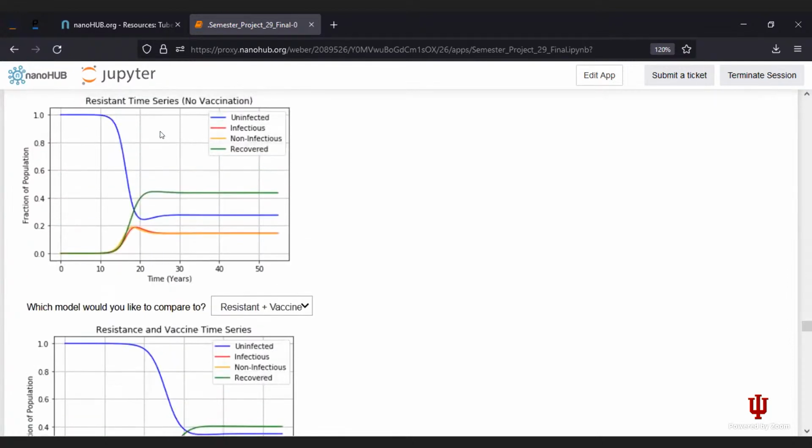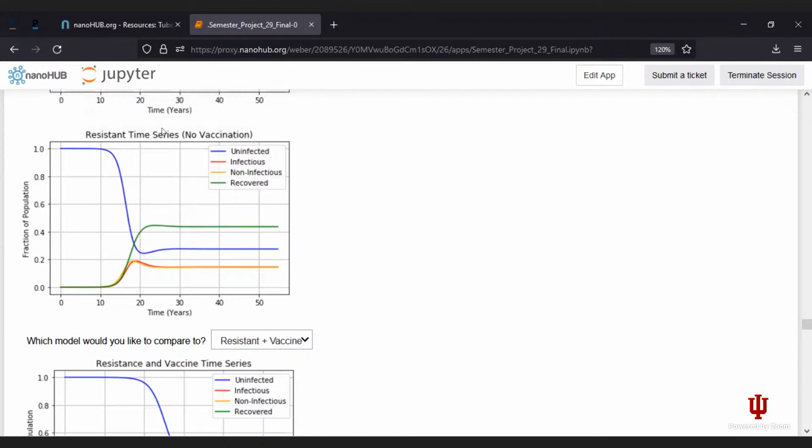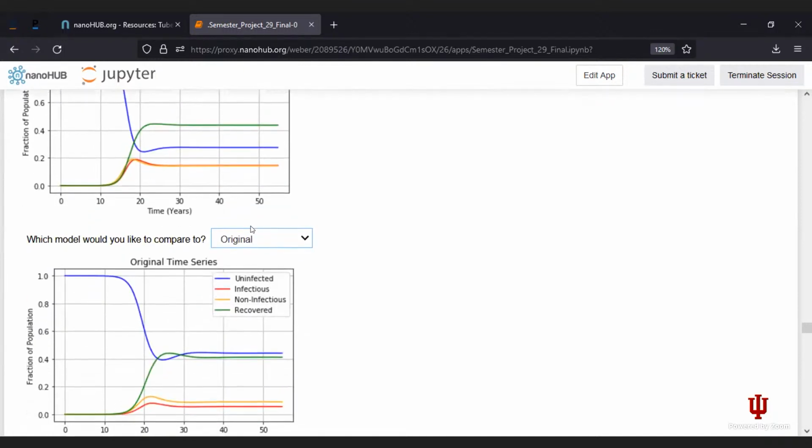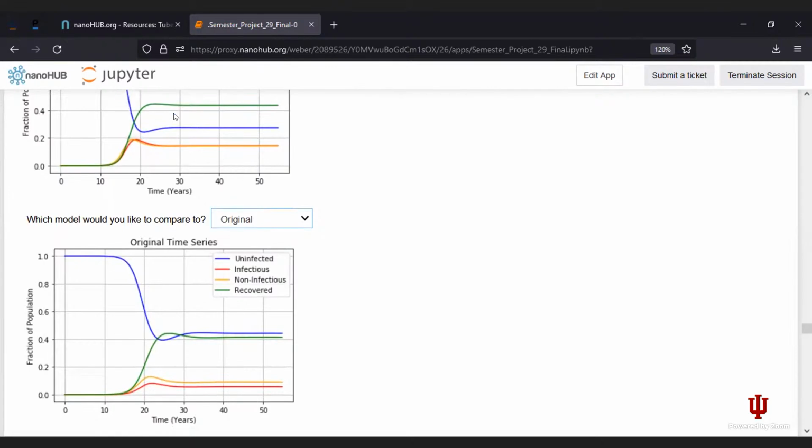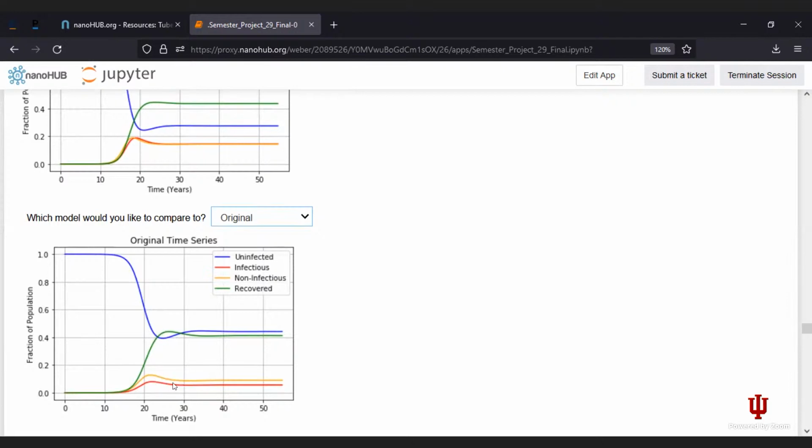So in this case, we are shown that resistant type behaves a bit more differently than before, but it's kind of the same idea as the original model. So if we compare it, we do have fewer people who are susceptible, and you have a slightly lower number of infectious people.